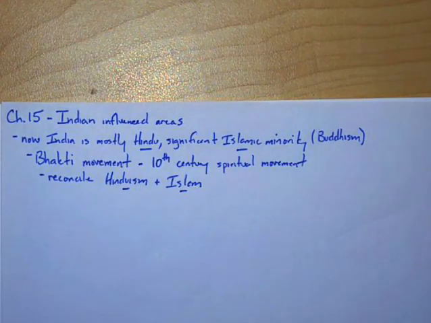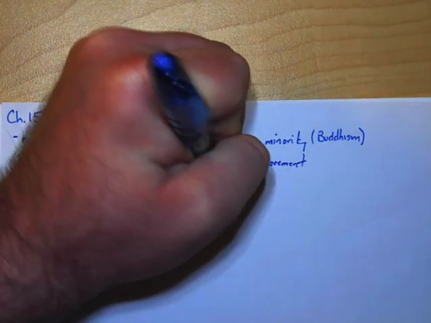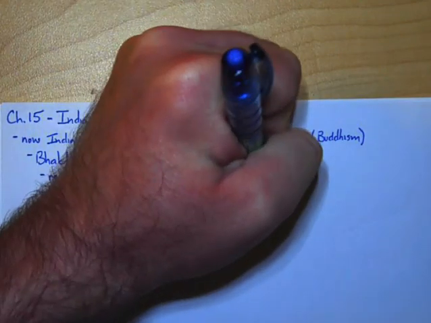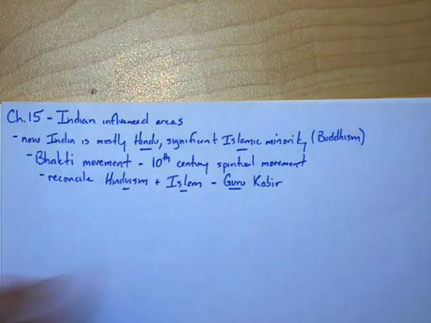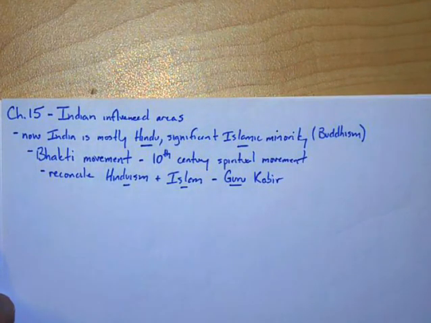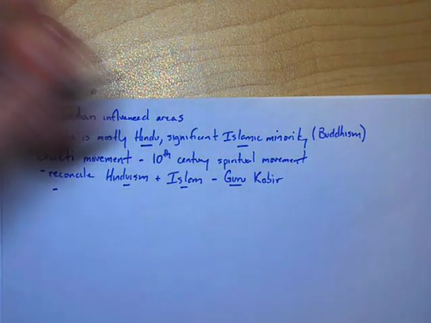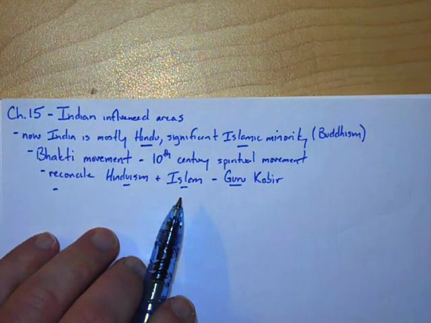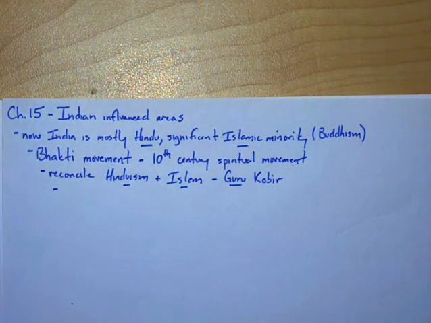And so basically what is going on here, the guy involved in doing this, his name is Guru, that's his title, Kabir. And what Guru Kabir argues is that all of the gods of Hinduism and also Allah are basically just representations of the same God. They're all manifestations of the same universal deity.